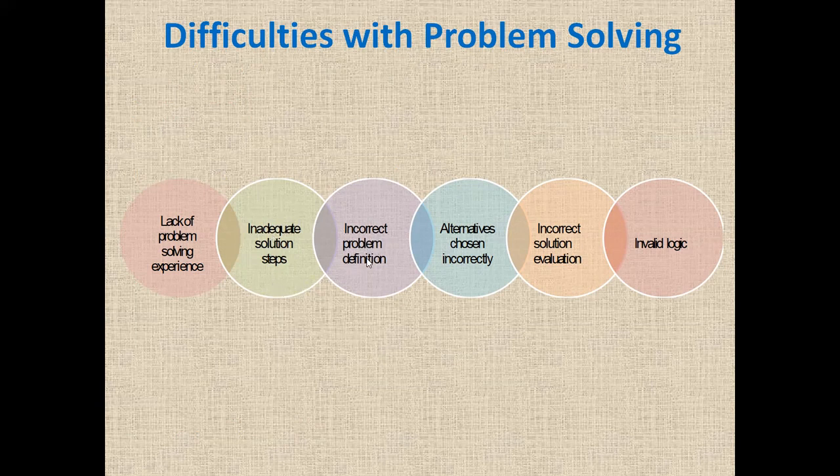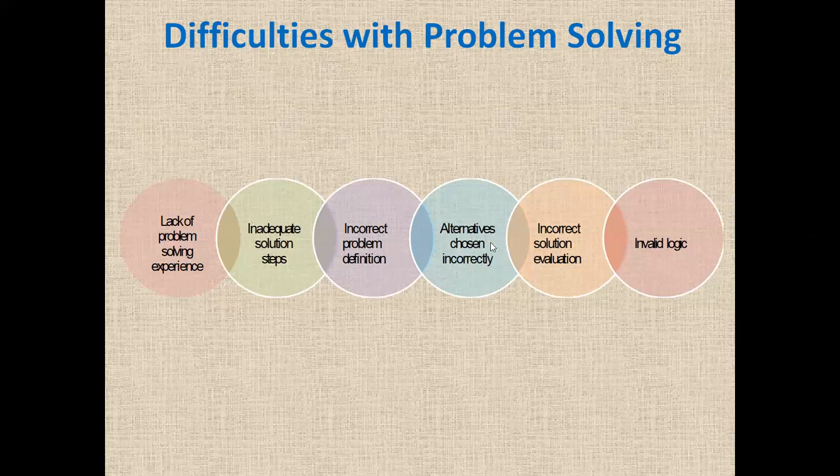Third one is incorrect problem definition. If you don't know about the problem, you need to know each and everything about your problem. If you consider the wrong problem statement, then you will get the wrong output here. So whatever problem you are given, you need to find out the correct problem definition. And if you consider any incorrect statement here, you will get the incorrect output.